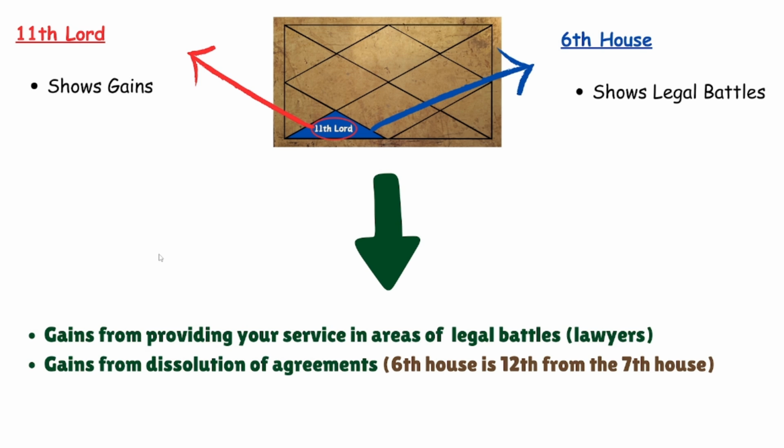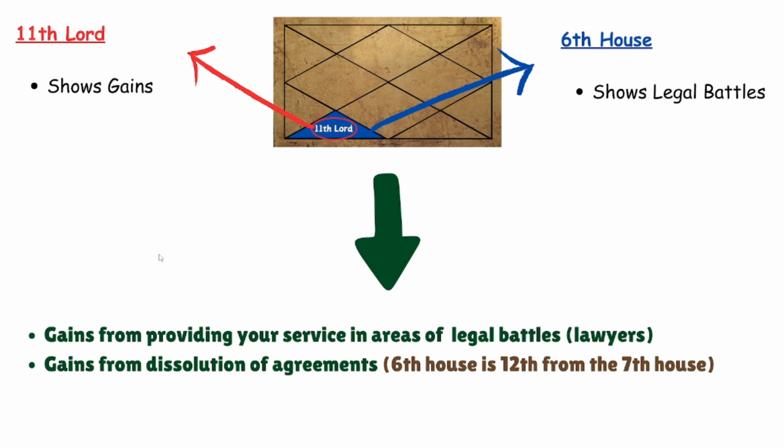11th lord is your income maker, and the 6th house is the house of tenants, so you can gain from tenants. 11th lord shows your gains, and the 6th house is the house of legal battles, so you can gain by providing your services in legal areas, maybe lawyers, wherever disputes and fights need to be managed. You can also gain from dissolution of agreements.